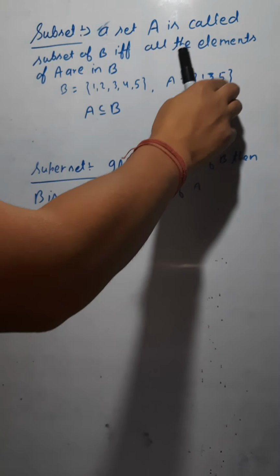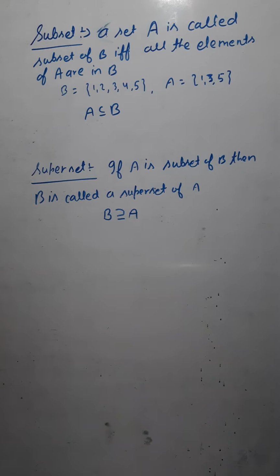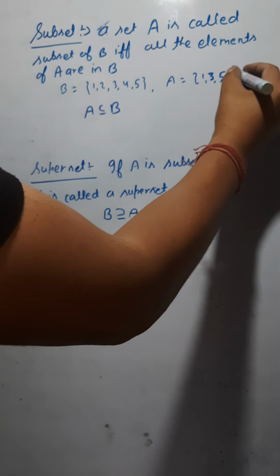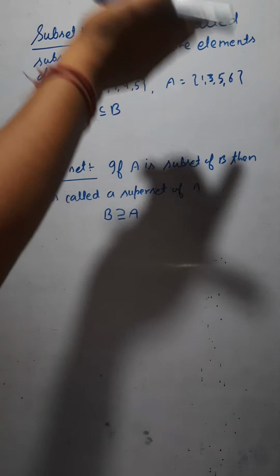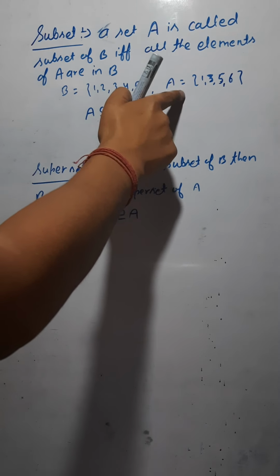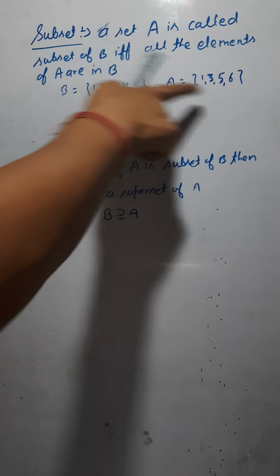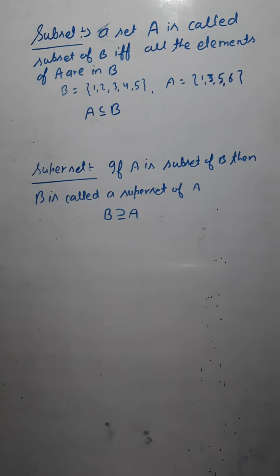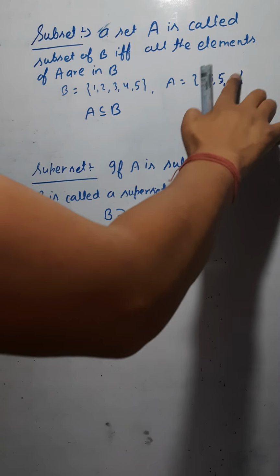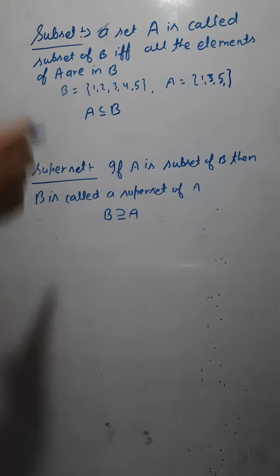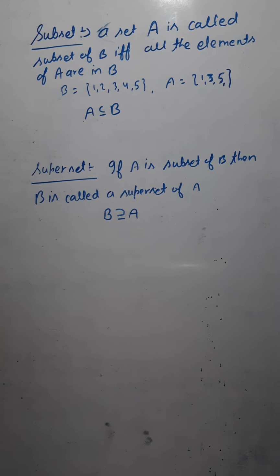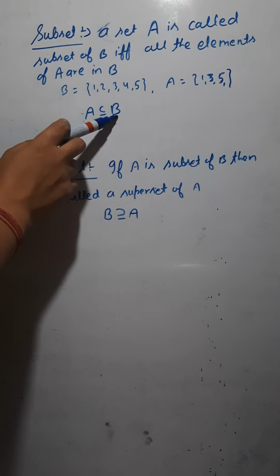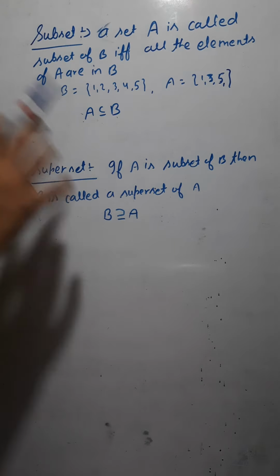Had it been one more element, let's say 6, in that case A would not have been a subset of B. The condition is that all the elements of A should be in B, but here we have an element 6 which is not there in B. So we cannot say that A is a subset of B. But if only these are the elements, then all the elements of A are there in B, so A is a subset of B, and B is a superset of A.